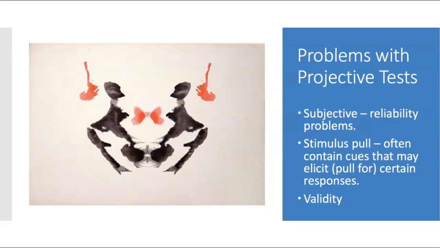Finally, validity. Are these tests really measuring aspects of personality the way that they say they are? So, for example, with the Rorschach ink blot test, it is thought that someone who only sees animal figures in all of the ink blots and doesn't see any human forms might have difficulties relating to other people. How do we know that that is really what is being measured? How do we know that that really means that they have difficulties relating to other people?